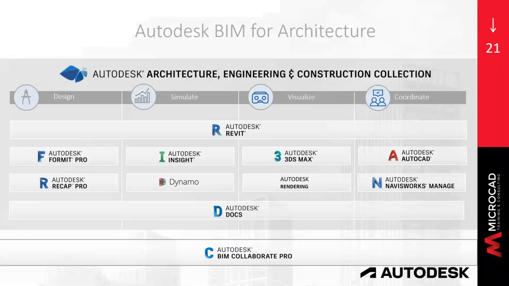So for your design, you can use Format and you can leverage Recap Pro. For your simulations, you have Insight and Dynamo. For visualization, you will have 3ds Max and Autodesk rendering. To coordinate, you have AutoCAD still there, and you have access to both of them now. And you have obviously Autodesk Navisworks, everything under the bundle of having Revit as your main coordinator, and having BIM Collaborate Pro if you want to share your files on the cloud.